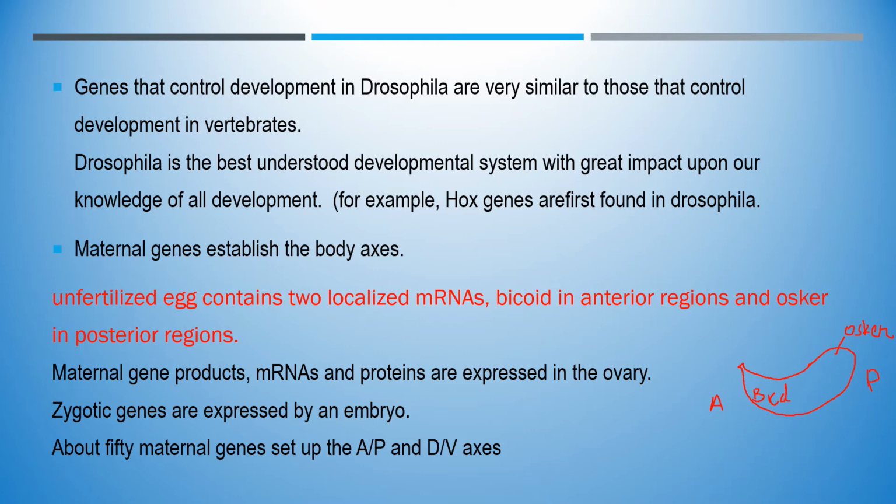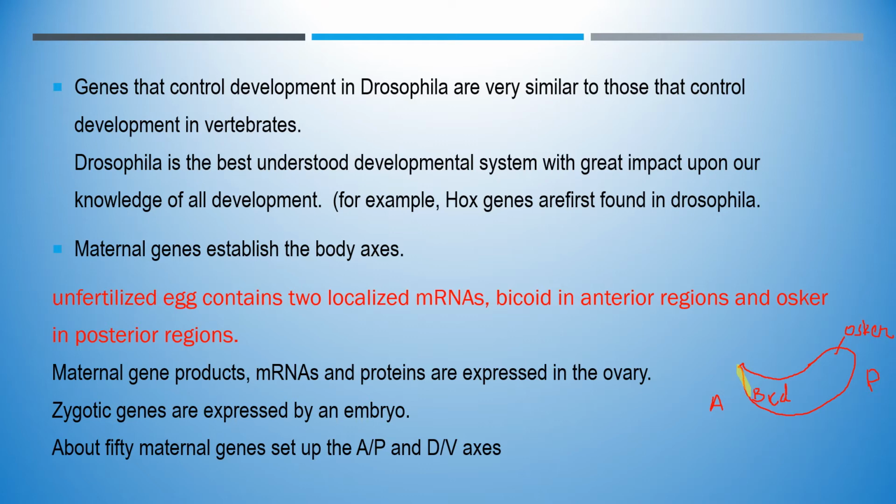The unfertilized egg of the Drosophila contains two localized messenger RNAs known as bicoid in the anterior region and oskar at the posterior region. Here I have drawn a diagram. You can understand this is the micropyle region, this is the anterior A, and I have shown the posterior region. At the anterior region the messenger RNA of the bicoid gene is found, and at the posterior region, the oskar region, the oskar protein is found.